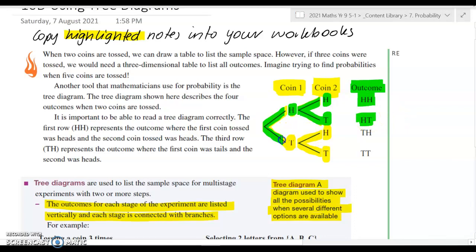If I threw a tail the first time round, then my outcomes are going to be a tail and then a head, or a tail and then a tail. So you can see that I've got four different outcomes here. I've got two heads, I've got two tails. The two outcomes in the middle look the same, but they're in a different order: head and then tail, tail and then head. So order is important.